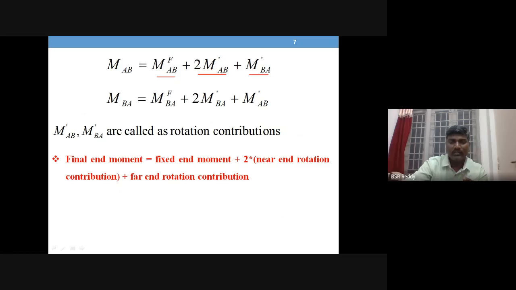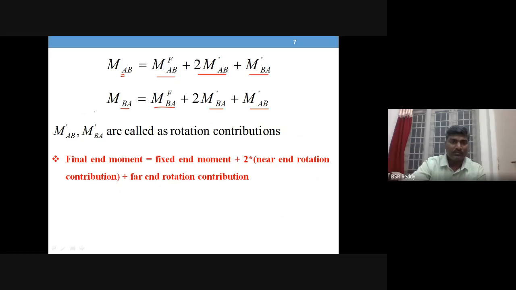This is rotation contribution at A, 2 times rotation contribution, nothing but near end contribution. A is the end that we are considering, that's why it is called near end. This is B, which is far end. From A, this B is far end. Similarly, for the moment at B, take fixed end moment at B and 2 times near end rotation contribution, and far end rotation contribution.